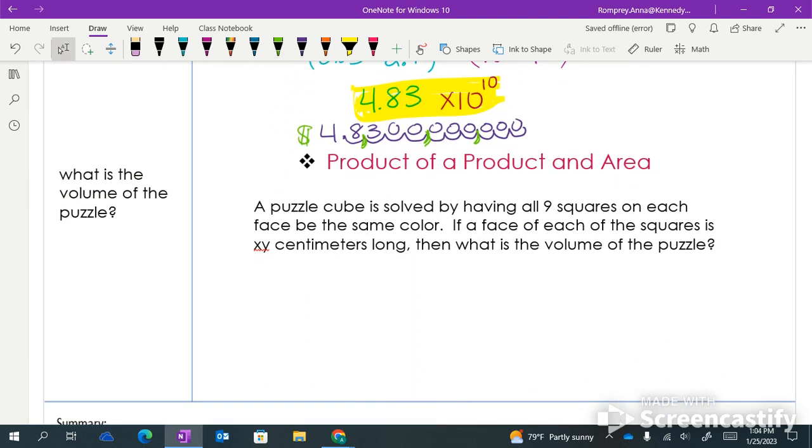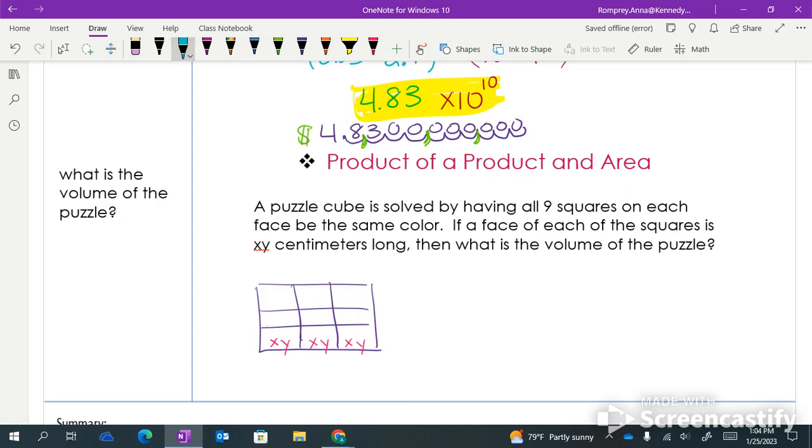Of course we need a little bit of real world area, so we are talking about a Rubik's Cube. A puzzle cube is solved by having all 9 squares on each face be the same color. I need to envision this. No, you don't have to draw this if you don't want to. If a face of each of the squares is xy centimeters, so each one of these is xy, then what is the volume of the puzzle?